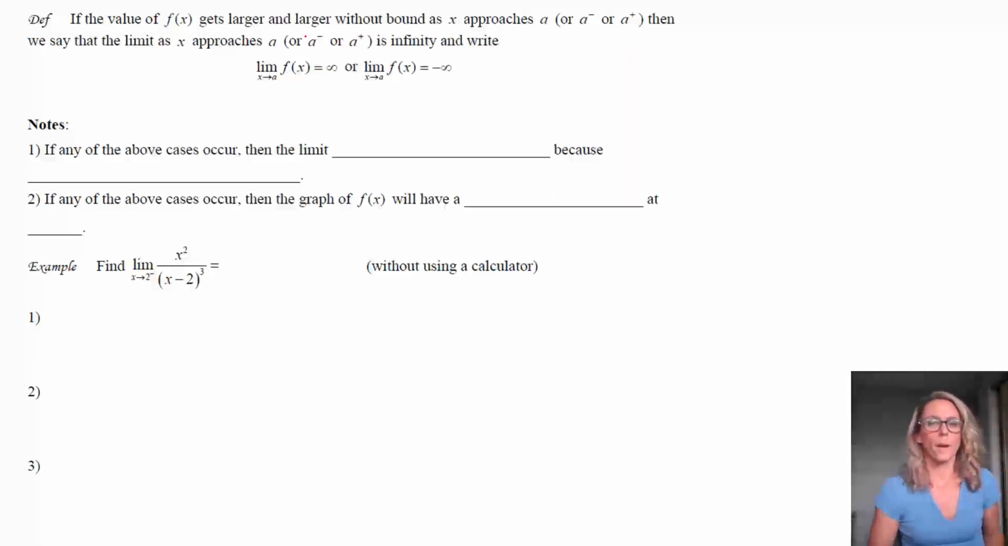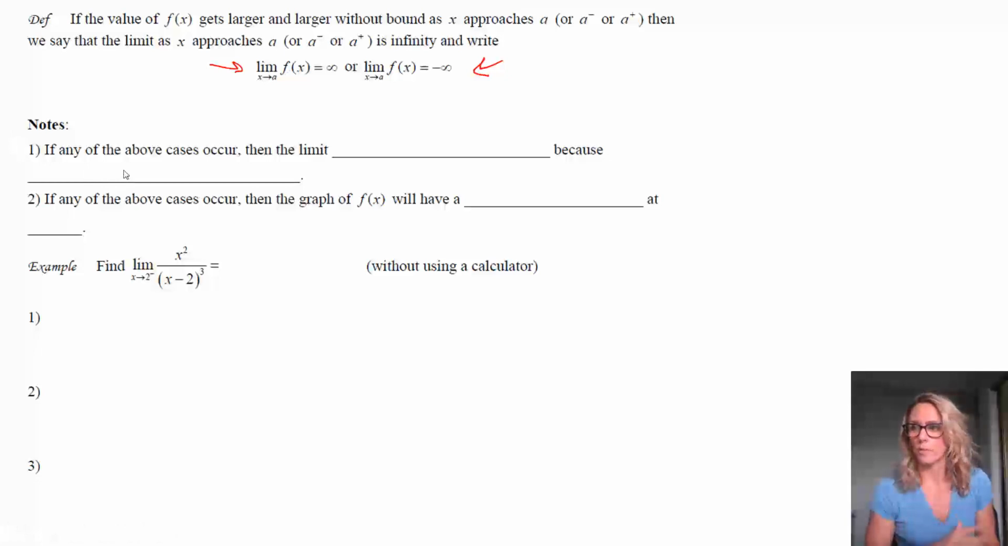So I'm going to talk a little bit more about that. So notice it's saying if the value of f of x gets larger and larger without bound as x approaches some number from the left-hand side or the right-hand side or both, then we say that the limit as x approaches a, or from the left-hand side or the right-hand side, is infinity, either positive or negative, and so you can see how we write that, which is just how I wrote the last one.